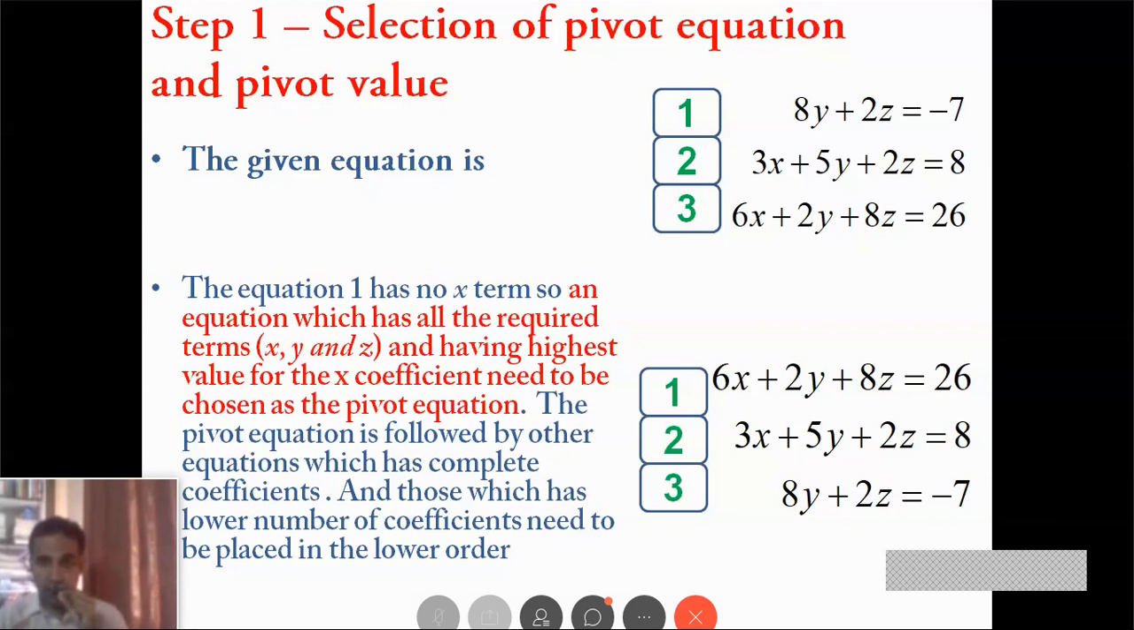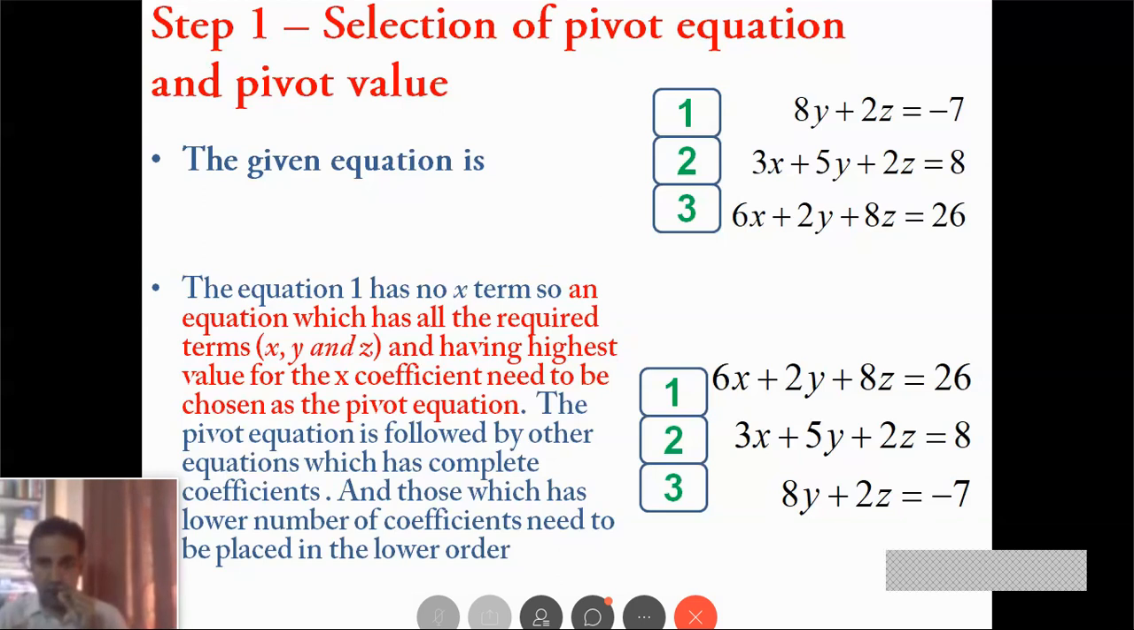So you take the coefficient of x in equations 2 and 3, and compare them to see which is higher. Based on this, you will have to reorder the equations so that the first equation is the one which has all three terms, and whose x coefficient is the highest among all the equations. That means here you have two equations which have all three terms, equation 2 and equation 3.